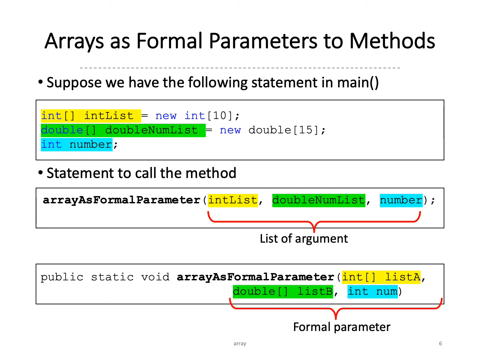To call the method that we have defined, we call it by the method name and the 3 arguments. They need to be the same type as the declared method. For example, here, arrayAsFormalParameter int list, double numList, and number. If we compare the method header with the method call, we can match the parameters and arguments where int list is listA, double numList is listB, and number is num. The matches are highlighted using the same color.